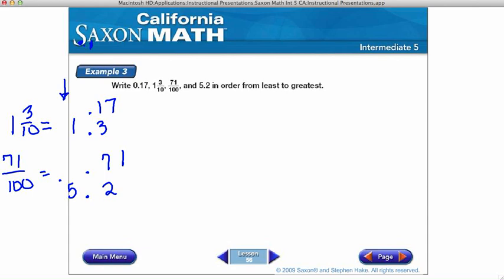I have a 0 in the ones place for both 0.17 and 0.71, so I need to look at the tenths column. The 1 in the tenths is smaller than the 7, so 0.17 is my smallest number. Then I have 0.71. Now I go back to my ones column, and I have 1.3 or 5.2. 1.3 is smaller, and then 5.2 rounds it out.